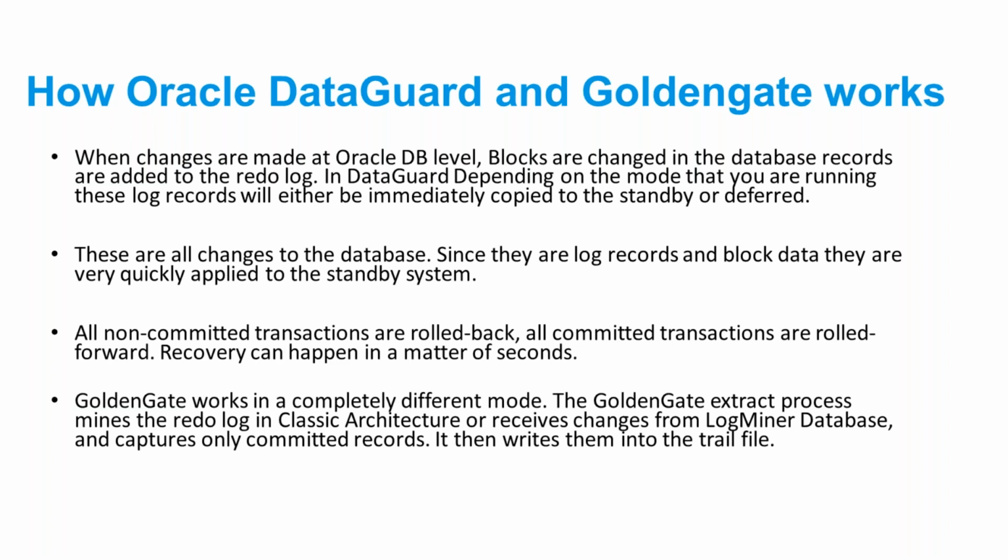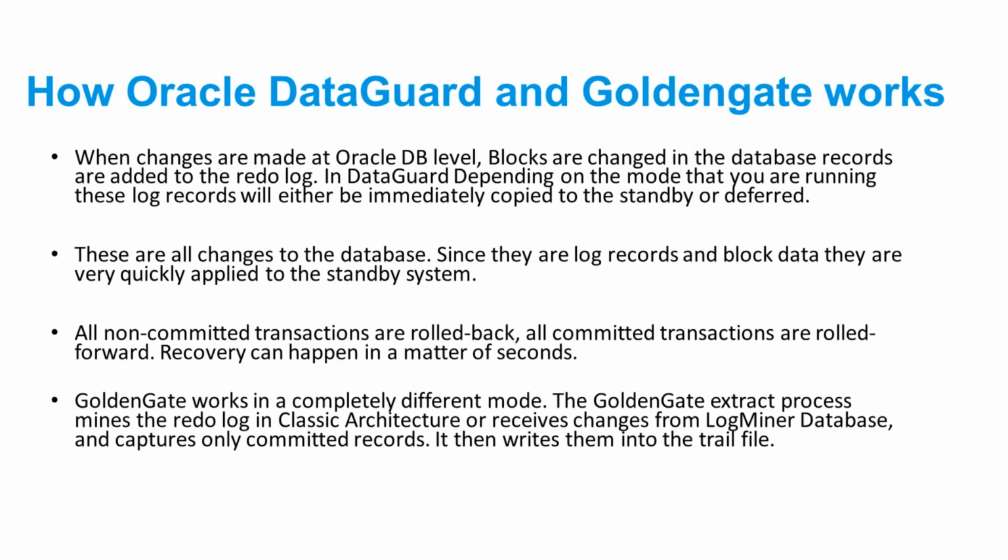However, in Data Guard, because it's a block by block recovery, block by block apply, non-committed transactions are also applied. However, as soon as transactions are rolled back, all the transactions on the target database are also rolled back, and all committed transactions are rolled forward in Data Guard. So this is the biggest difference between Data Guard and Golden Gate.